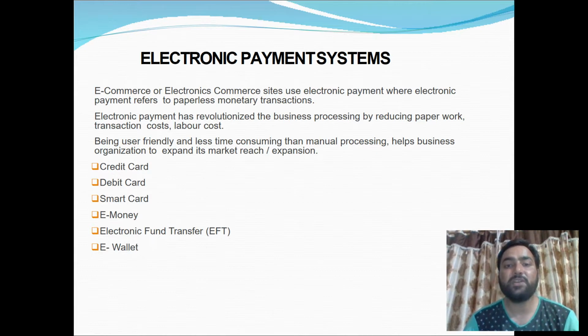Electronic payment has revolutionized business processing by reducing paperwork. If we are using the electronic payment method, then a lot of paperwork gets reduced, and transaction costs and labor costs get reduced. Being user friendly and less time consuming than manual processing, it helps business organizations to expand their market reach over the globe, over geographic locations. So the electronic payment systems are credit card, debit card, smart card, e-money, electronic fund transfer, and e-wallets.